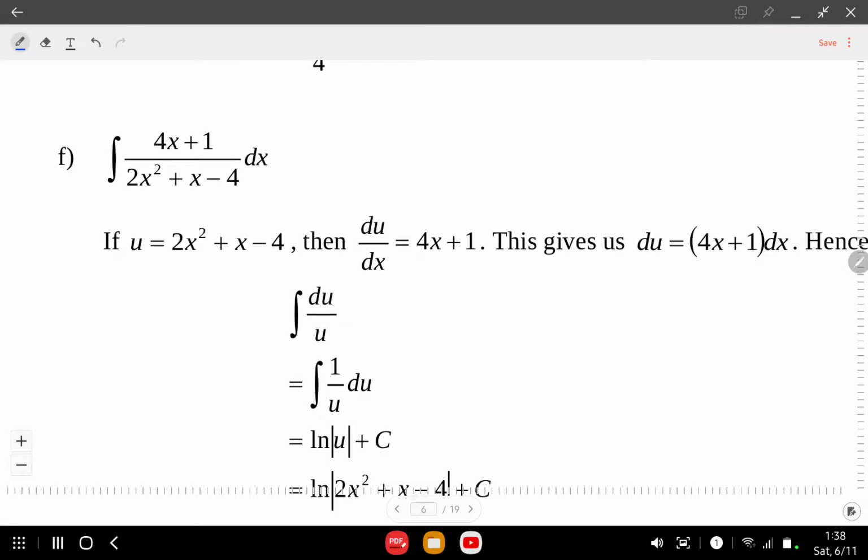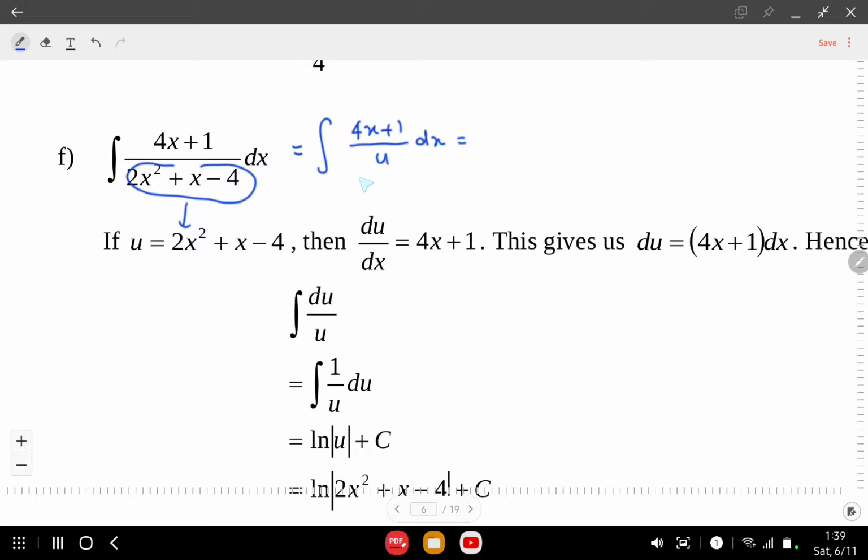Okay, so this time we choose our u as 2x squared plus x minus 4, and then we will get du over dx equals 4x plus 1. Okay, so kita substitute all our assumption into this question. So this is our u. Okay, so kita akan dapat 4x plus 1 divided by u dx.